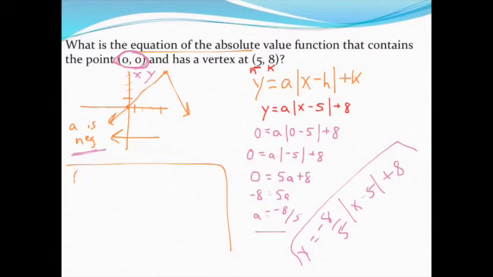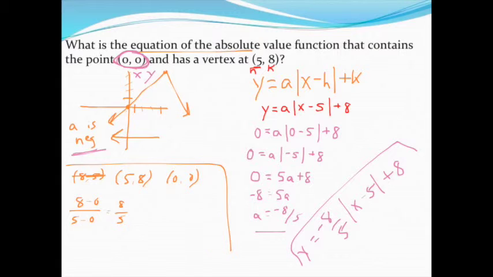So I'm going to use the points they gave me, 5, 8, and then the other point is 0, 0. And I'm just going to do the slope formula, y1 minus y2 over x1 minus x2. So I'll do 8 minus 0 over 5 minus 0, and I end up with 8 over 5.